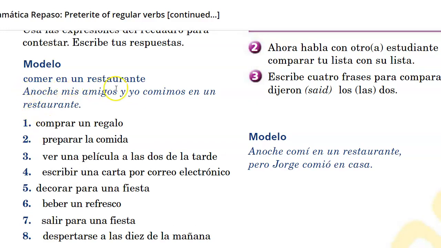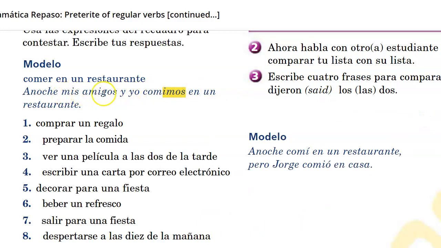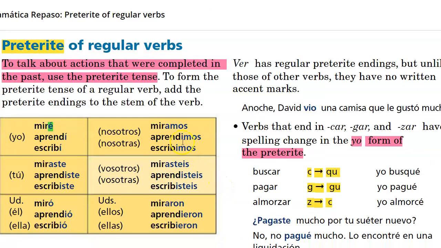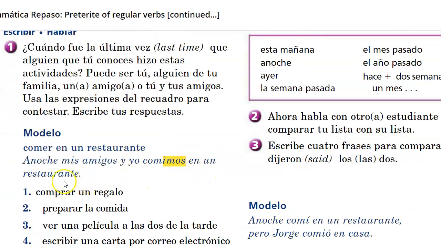For example, comer en un restaurante, to eat out at a restaurant. How long ago did you or anybody you know eat out? Anoche mis amigos y yo comimos, right? Nosotros comimos, using that nosotros endings for ER verbs, right? Mi familia y yo comimos en un restaurante.